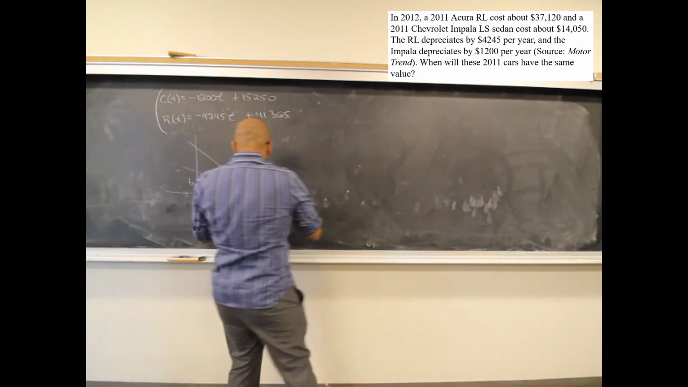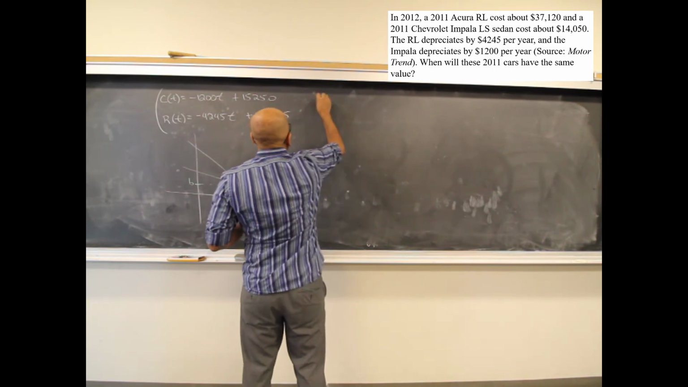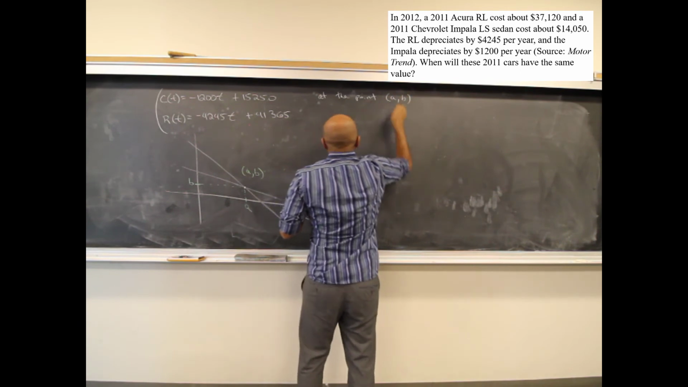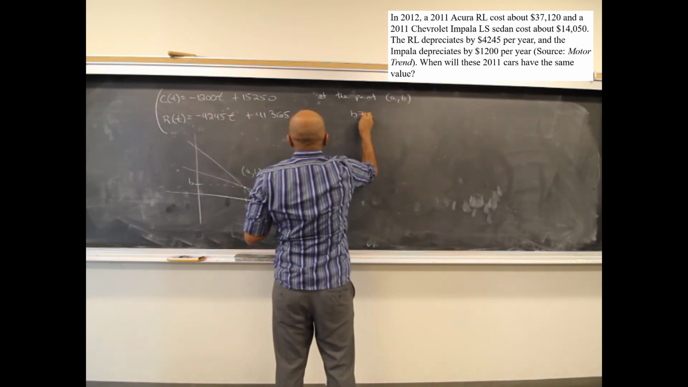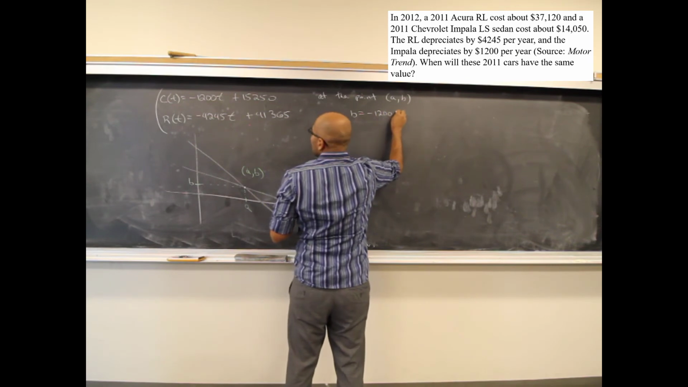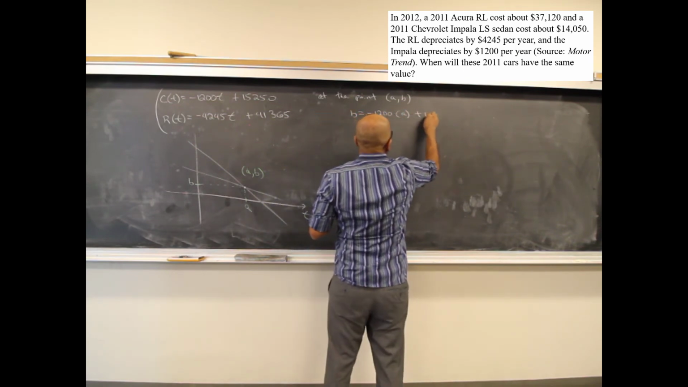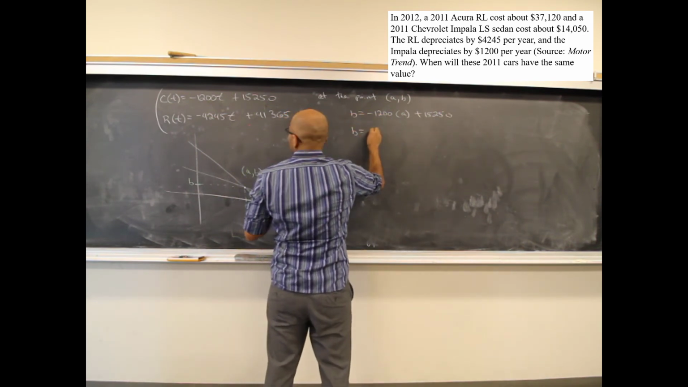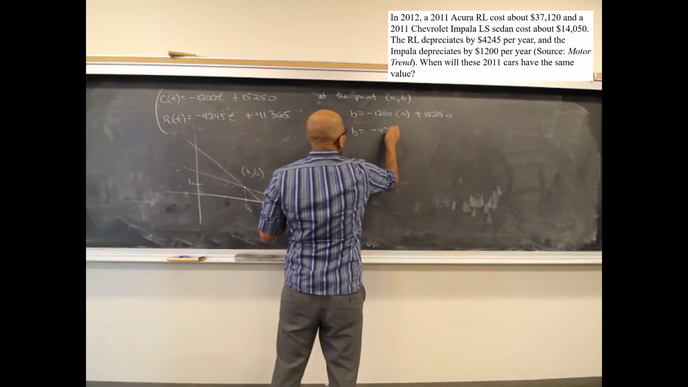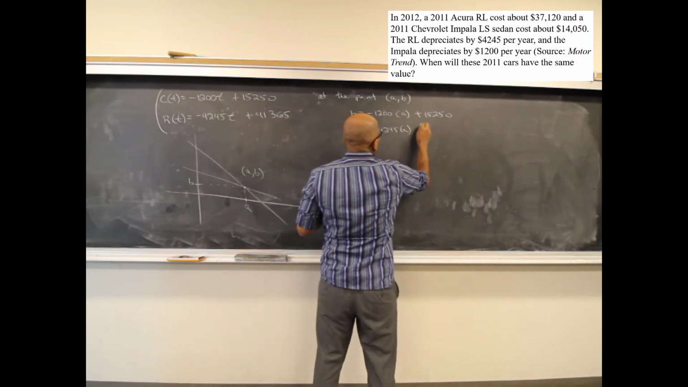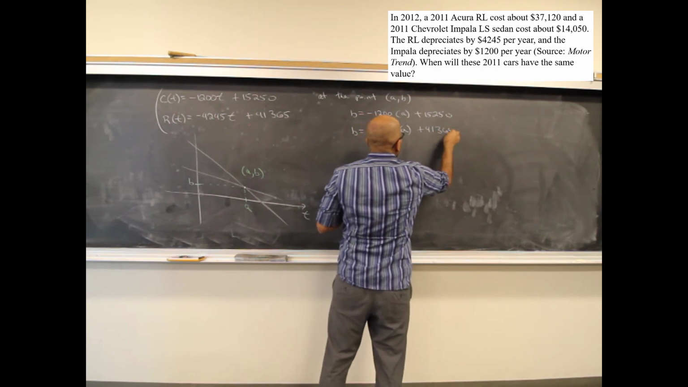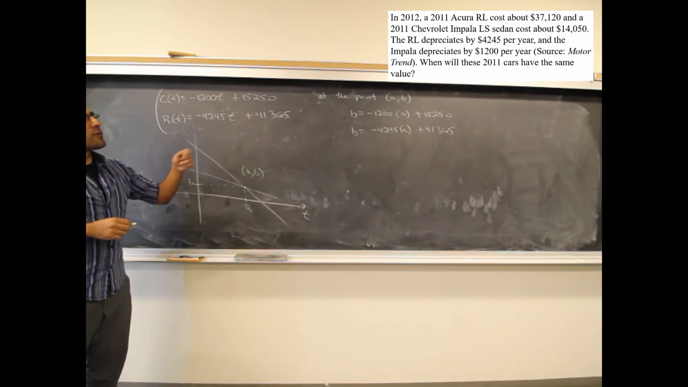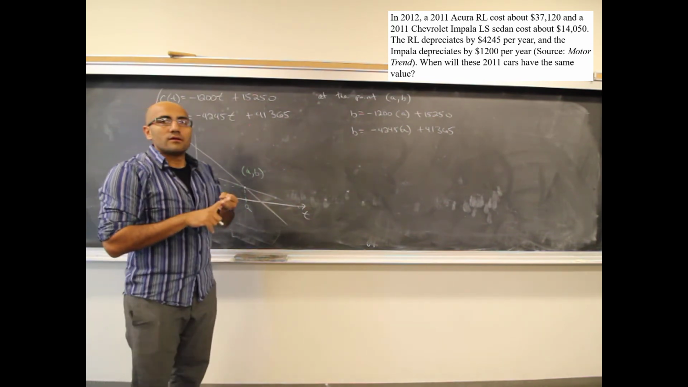Good? Alright, so at the point A comma B, we end up with B is the answer when negative 1200 times A plus 15250. And for the other one, B is the answer when we have negative 4245A plus 41,365. Good, good, good, good.